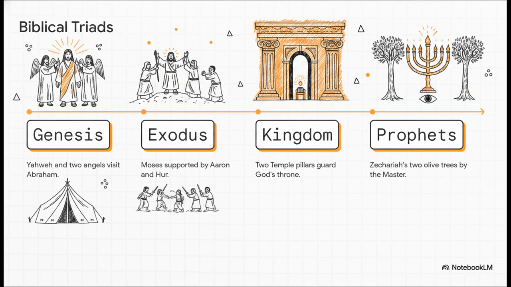Jump to the Kingdom era, and Solomon's temple features these two massive pillars guarding God's throne. And finally, in the prophetic era, Zechariah has this vivid vision of a lampstand fed by two olive trees right beside the master of the earth. The pattern here is literally undeniable. You always have a central divine or prophetic figure flanked by two supporting figures.